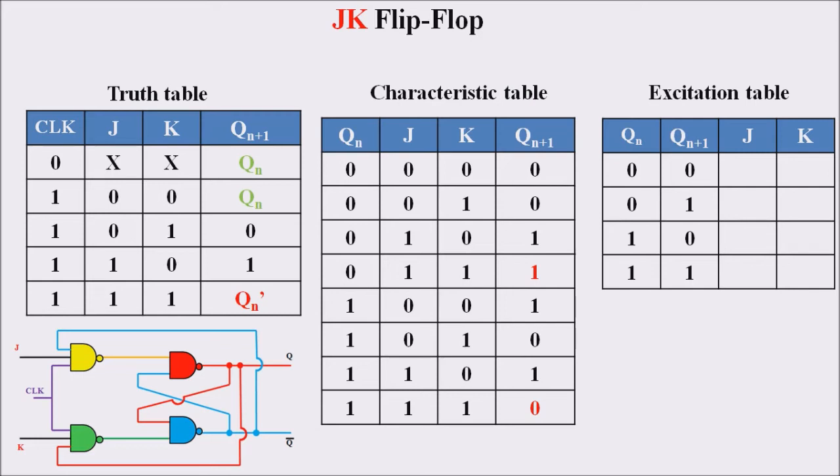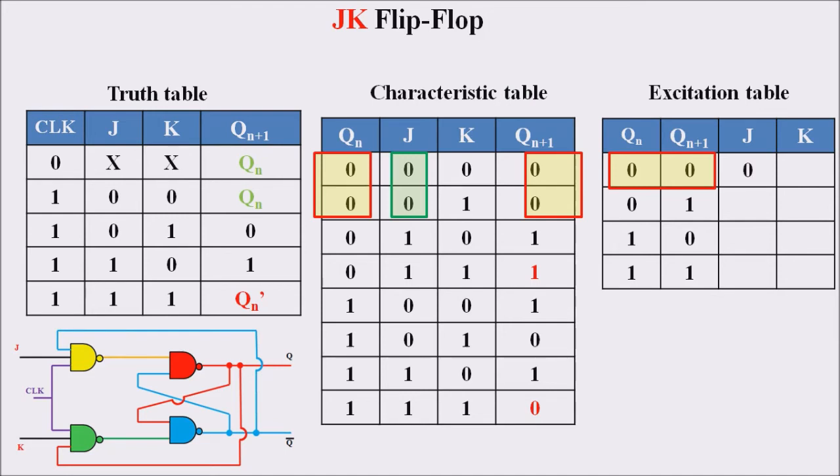So now, if we are moving towards the different values, firstly we are dealing with Qn is equal to 0 and Qn plus 1 is equal to 0. If we are analyzing the characteristic table, we can see two different combinations, that is Qn equal to 0 and Qn plus 1 is equal to 0, have two different values. If we are analyzing those values, the J value is 0 in both these cases. Thus, the excitation table has the value J is equal to 0.